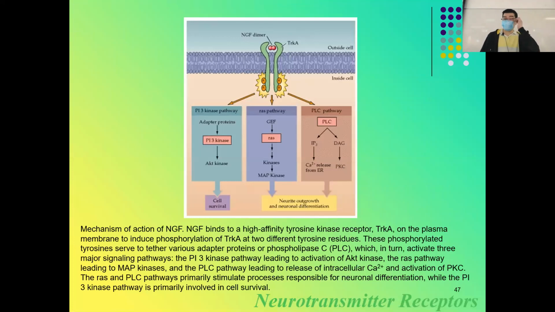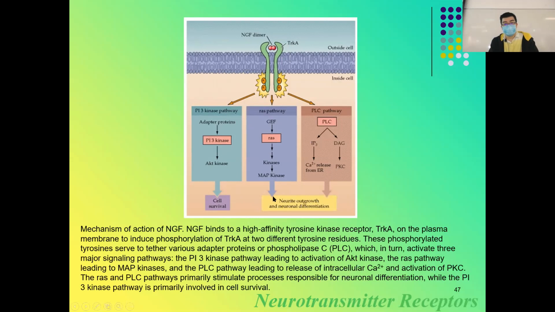Now, this is one of the examples of the nerve growth factor that has been studied quite importantly. This is NGF, the nerve growth factor. When it binds to the TrkA receptors, which are tyrosine kinase receptors, they will trigger the receptor to form a dimer, because of phosphorylation. And then they will activate different pathways, the PI3 kinase pathway, the Ras pathway, and the PLC pathway. Now that involves cell survival and also neurite and neuronal differentiation. Okay.